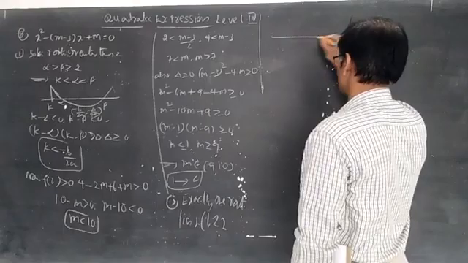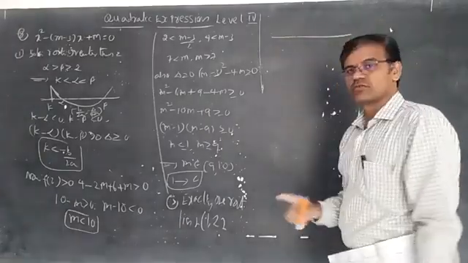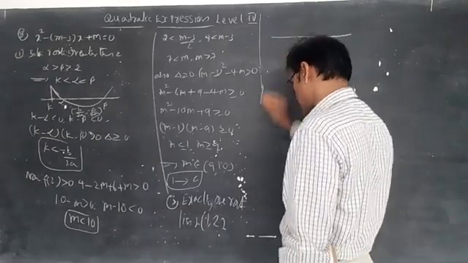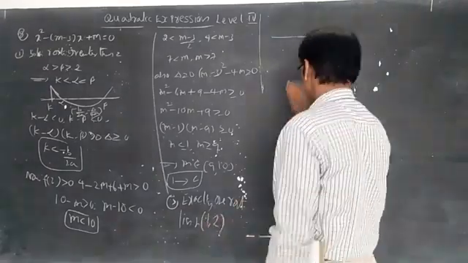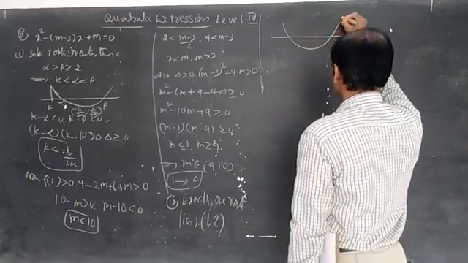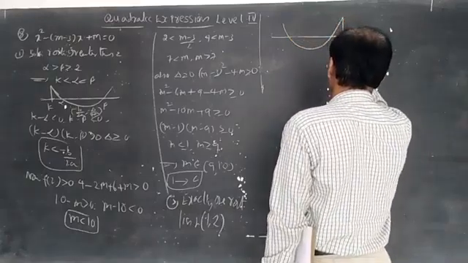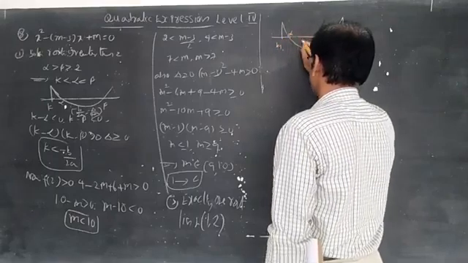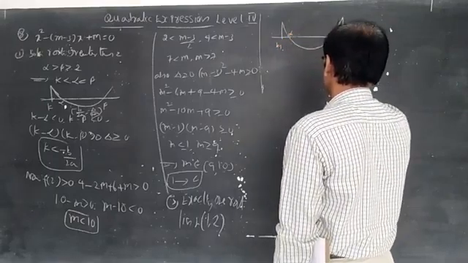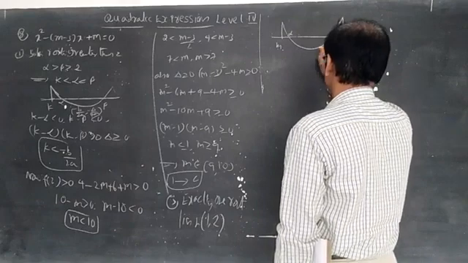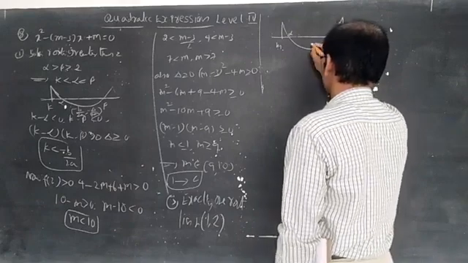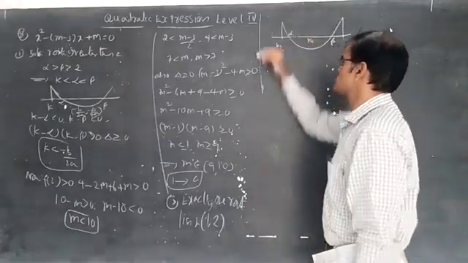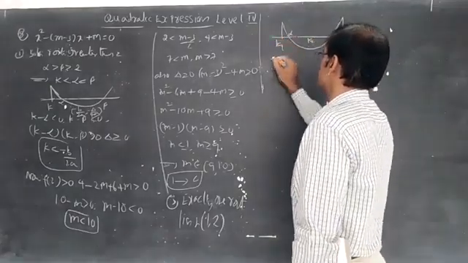So the concept: exactly one root means only alpha or beta lies between k1 and k2. Put here this is k2, put here this is k1. This is alpha. No, this is beta. So exactly one root lies between k1 and k2. So there is no question of minus b by 2a, we cannot decide.